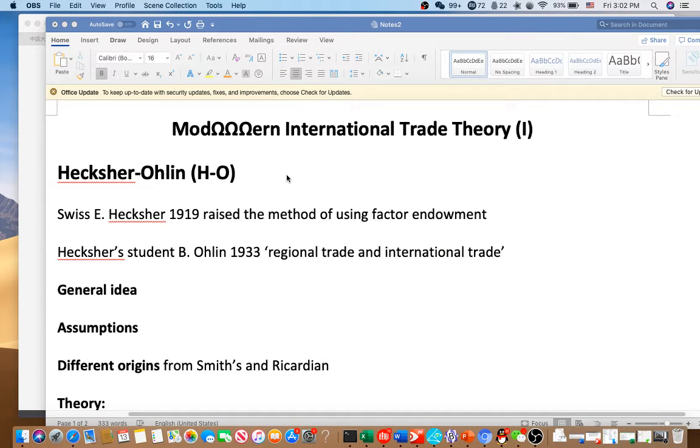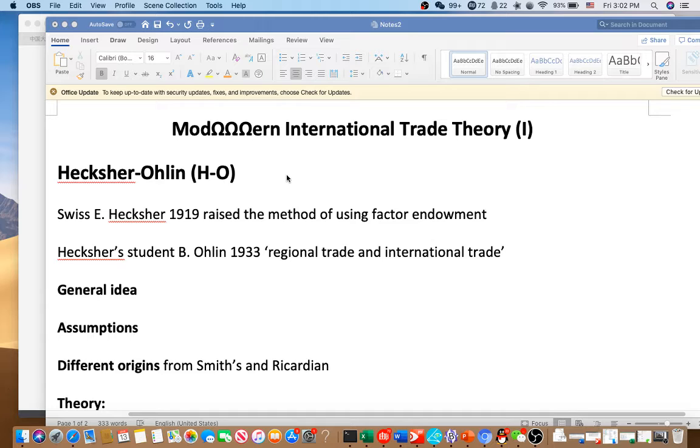Heckscher-Ohlin theory was raised by the Swedish economist Heckscher in 1919. He mentioned the use of factor endowments, or factor production level, to interpret the cause of international trade.